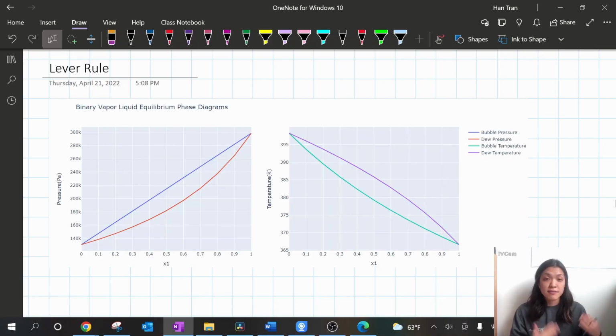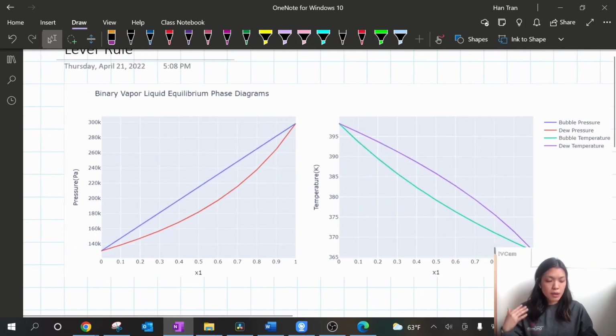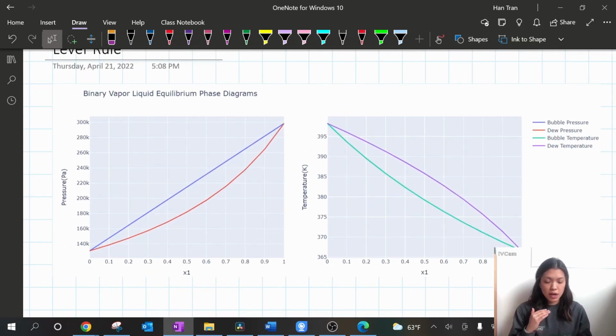We did this in Python, and so we coded out the calculation, and along with coding out the calculation, we also coded out functions for the bubble pressure, bubble temperature, dew pressure, and dew temperature. Here I have the phase diagrams that we coded out, and we're going to be primarily looking at the phase diagram on the left here. It is the pressure versus the mole fractions. And so we plot out these diagrams.